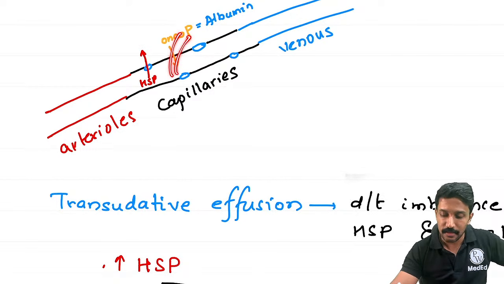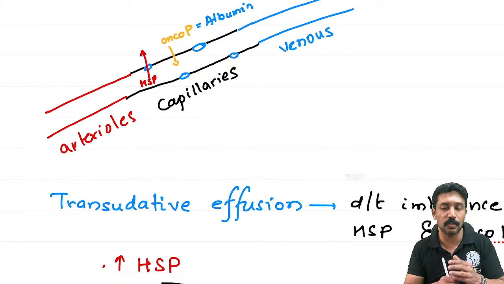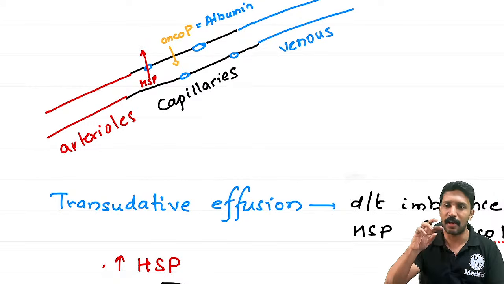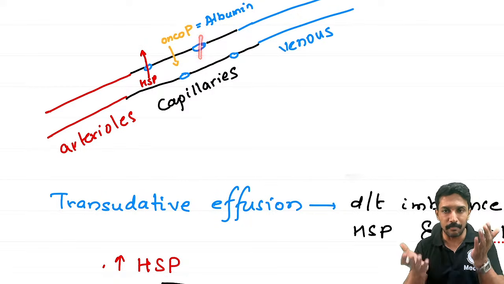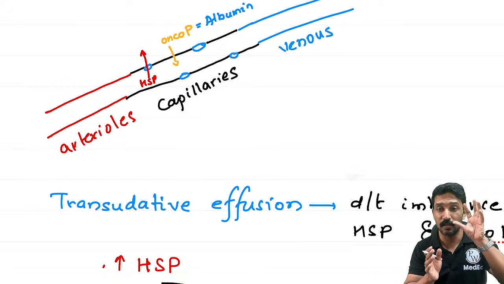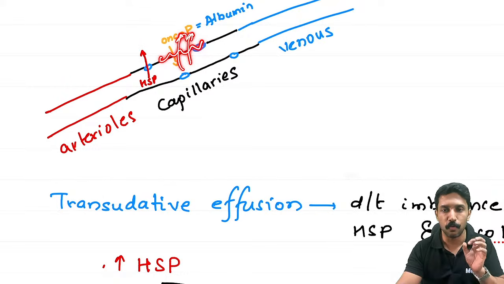The fluid that is leaking will not only contain water, electrolytes and small molecular weight substances, it will also contain large molecular weight substances like albumin and other proteins. Normally, in an imbalance, we are only losing fluid through these capillary fenestrations, so we are not losing a high amount of protein. But if these capillaries are damaged, I lose a high amount of proteins.